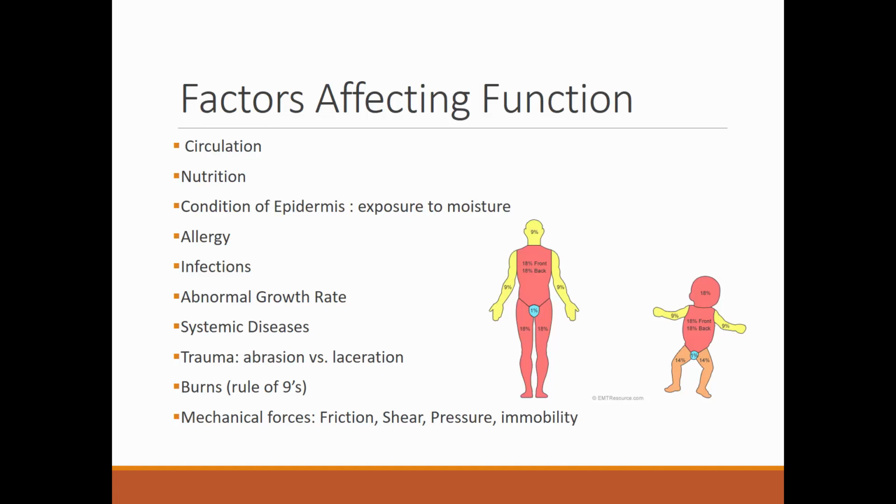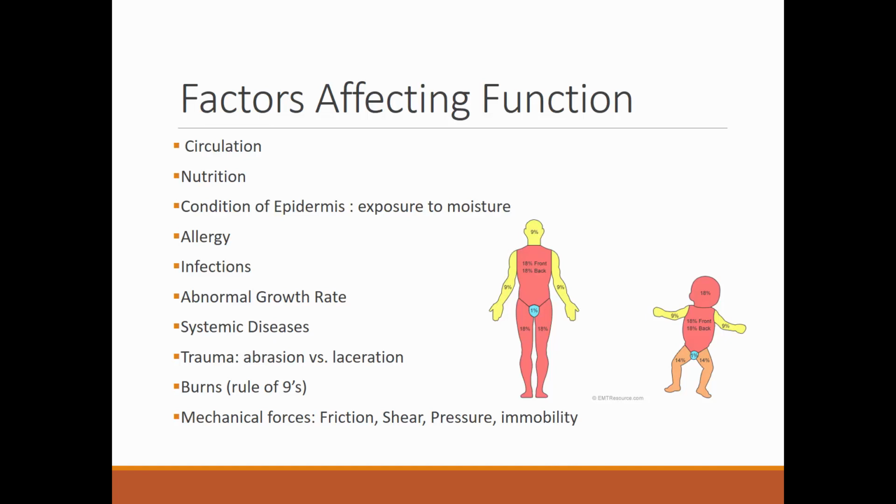Malignant or non-malignant growths, lesions, can cause abnormal skin growth rate. Systemic diseases such as inflammatory bowel disease can cause perineal breakdown, and diabetes can cause ulcers or poor wound healing. Burns result from exposure to heat, electricity, caustic chemicals, or radiation. The rule of nines is a standardized method used to quickly assess how much body surface area has been burned on a patient. But it's important to note that this rule is only applied to partial thickness or second degree and full thickness or third degree burns.